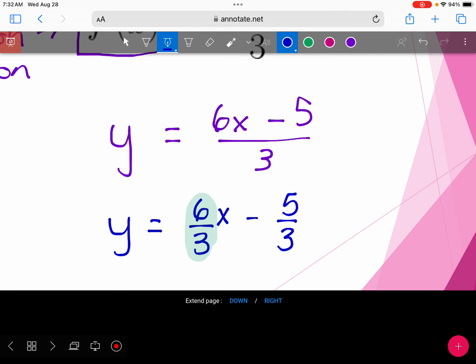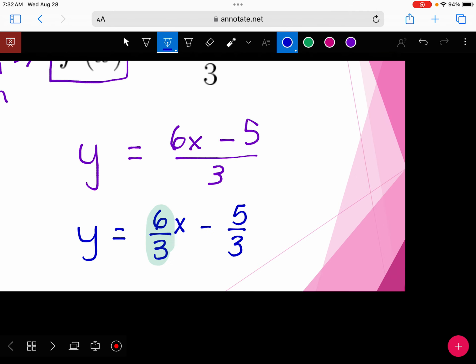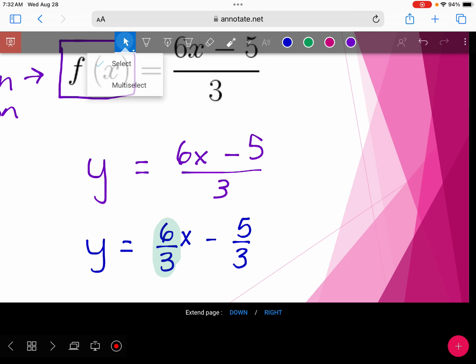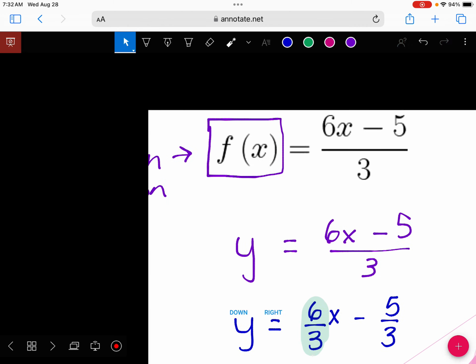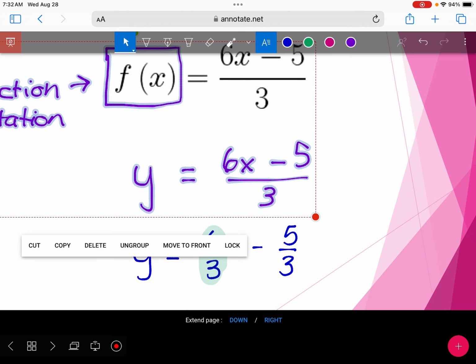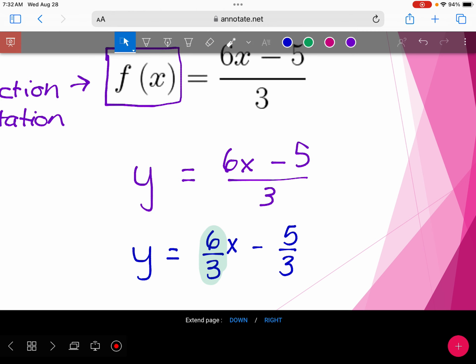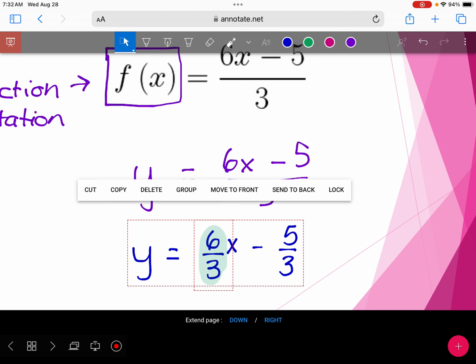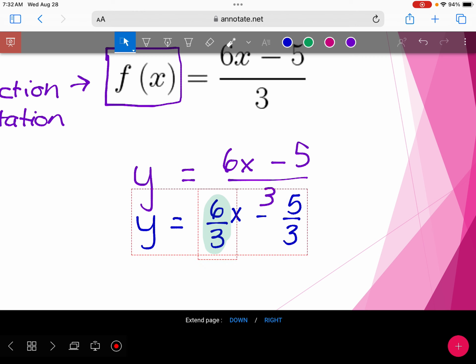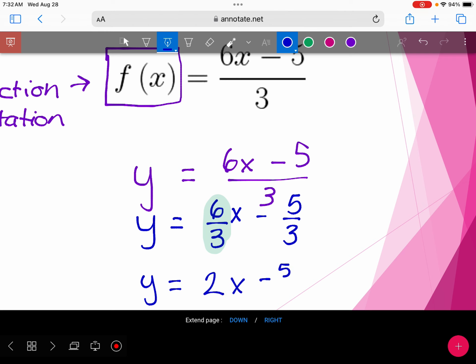So what this really is, and I'm going to give myself a little bit more space. Okay, I guess I'm just going to move that guy up. It's not letting me do anything. All right. So we have our y equals 2x minus 5/3. Now can we see if this is linear or not linear?